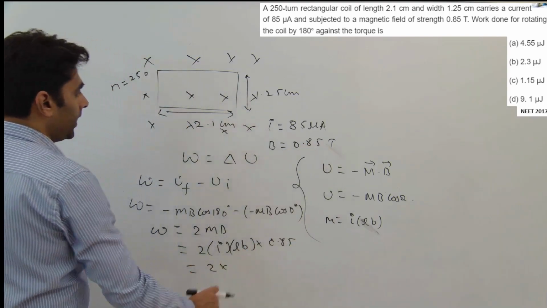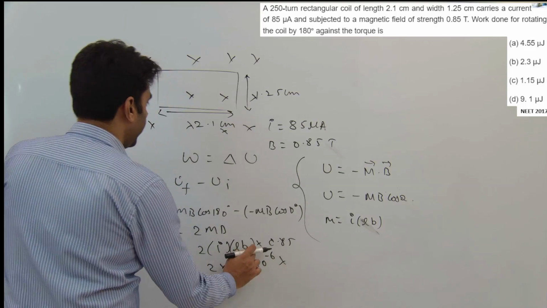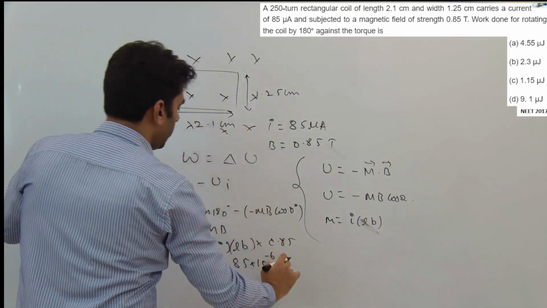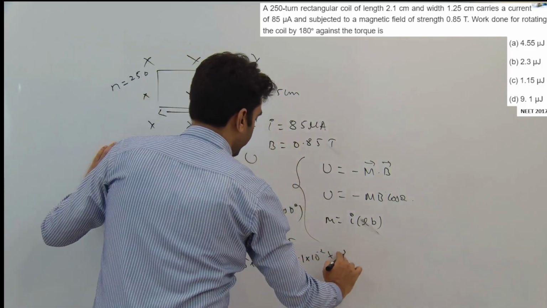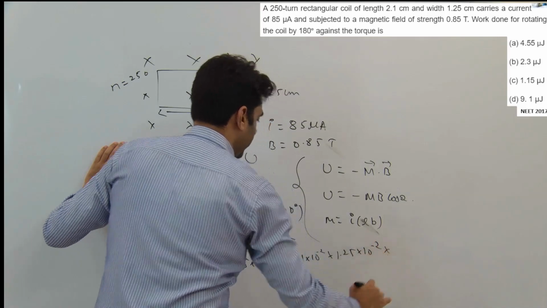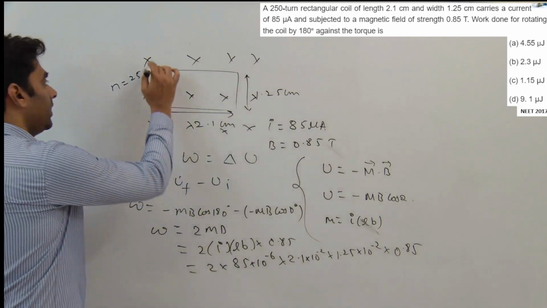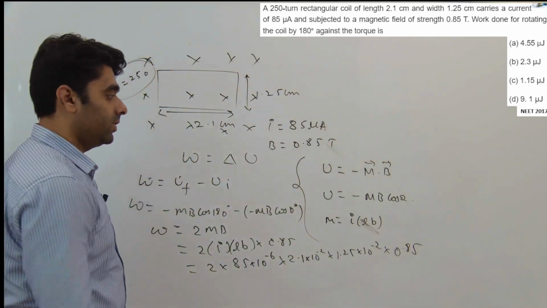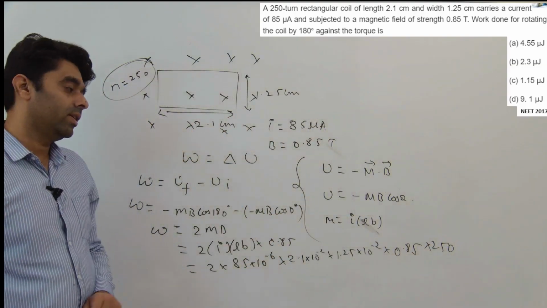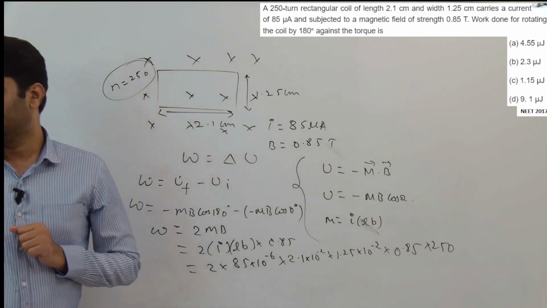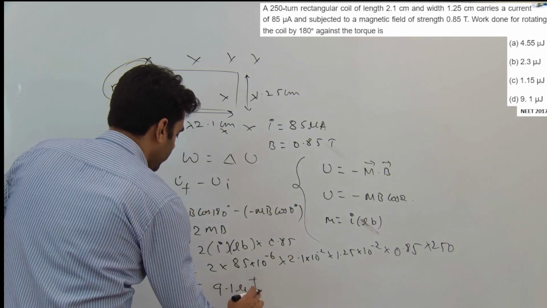2 into I, current is 85 into 10 power minus 6 ampere, L into B, which is 2.1 into 10 power minus 2 into 1.25 into 10 power minus 2, into 0.85 Tesla. And one thing given to us is the total number of turns is 250. When you solve all this, your answer will come out to be option D. What is option D? 9.1 microjoule. This is what it will come out.